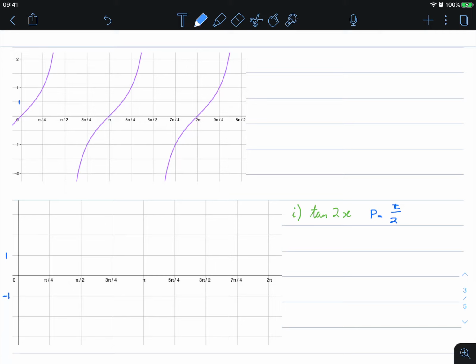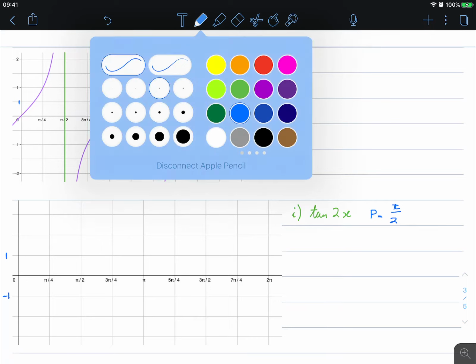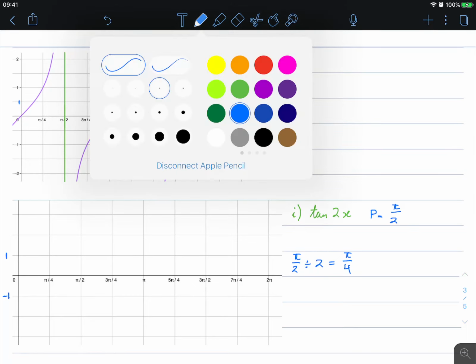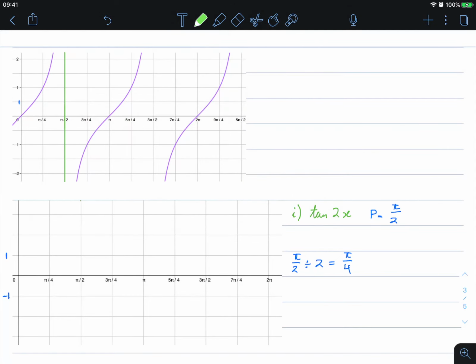The first critical point we should consider is the asymptote. Let's draw it in green here. So it's originally at pi on 2. So the original asymptote is pi on 2, and we're going to divide this by the coefficient here. So pi on 2 divided by 2 becomes pi on 4. So the asymptote, which was originally pi on 2, is now going to be at pi on 4.